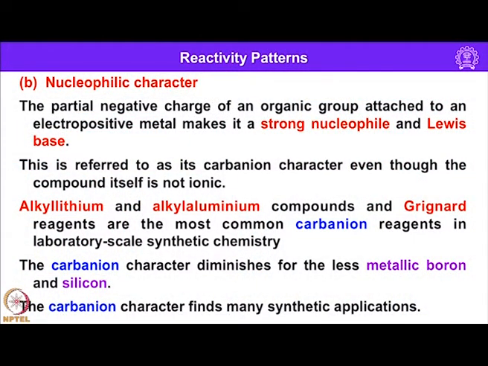The partial negative charge of an organic group attached to an electropositive metal makes it a strong nucleophile and Lewis base. This is referred to as carbanion character, even though the compound itself is not ionic. That means alkyl lithium and alkyl aluminum compounds and also Grignard reagents are the most common carbanion reagents in laboratory scale synthetic chemistry. The carbanion character diminishes for the less metallic boron and silicon, and the carbanion character finds many synthetic applications.